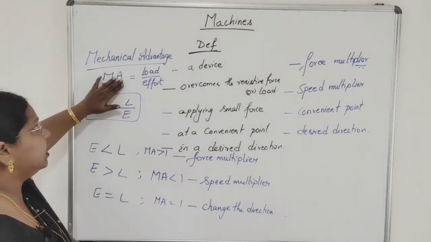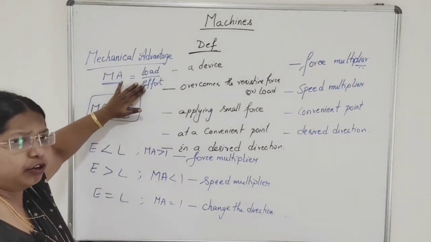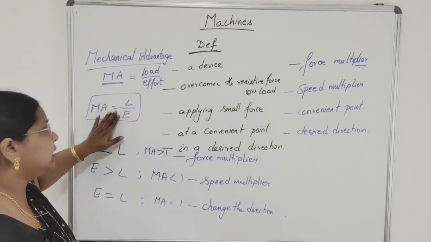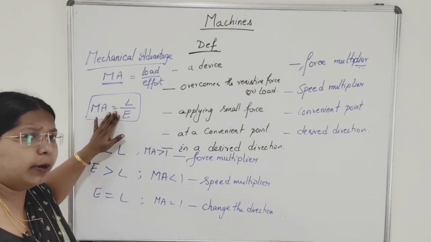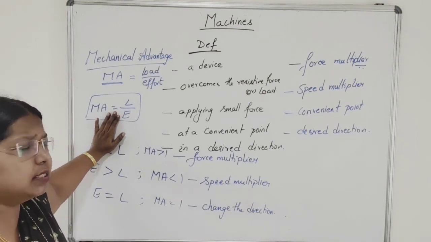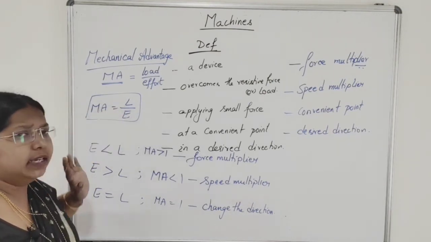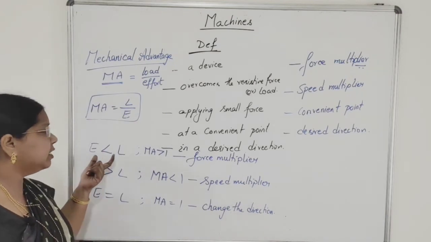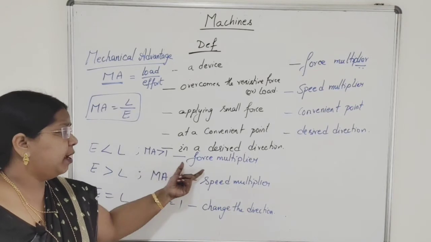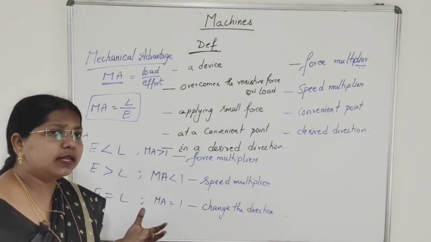Mechanical advantage is the ratio of load and effort. Load moved and effort applied. So it is the ratio of the same value, a similar quantity, so it doesn't have any units. So MA is equal to L by E. If your effort is less than the load moved, then MA is greater than 1. The machine will be acting as a force multiplier.